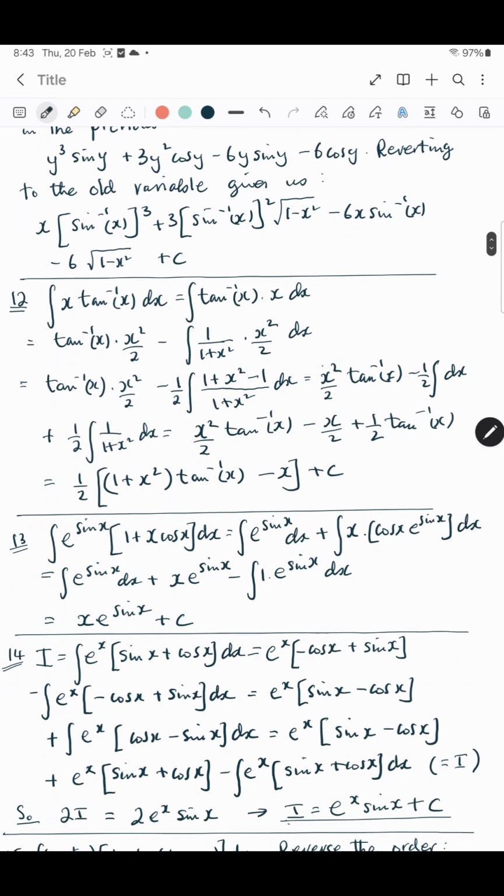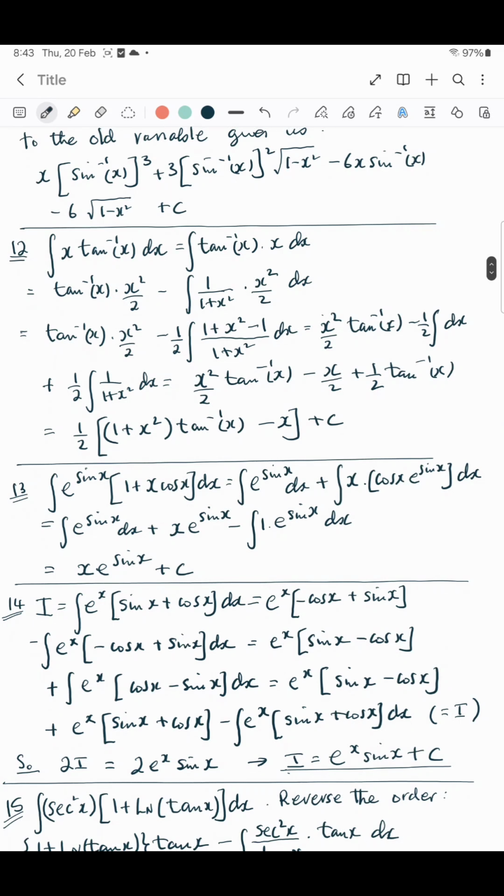Question 14 is I equals the integral of e to the x (sine x plus cos x) dx. Okay, and using integration by parts, it will be the first, e to the x, times the integral of the term in the square brackets, which will be minus cos x plus sine x. And then on the next line, minus the integral of the first differentiated, which is e to the x, times second integrated, which is (minus cos x plus sine x) dx.